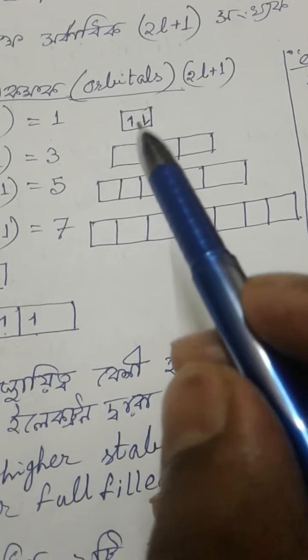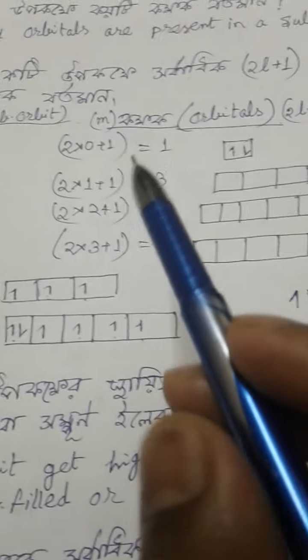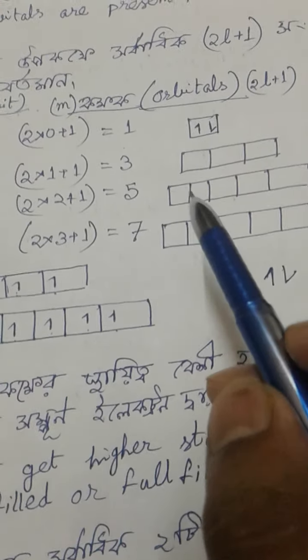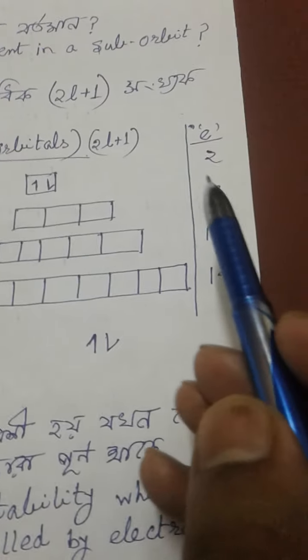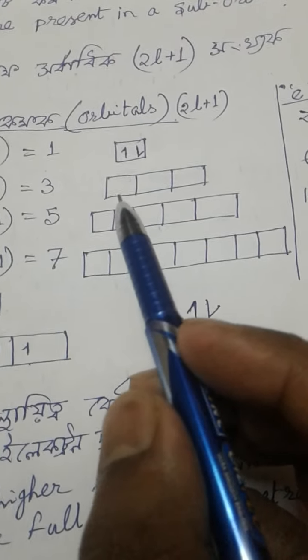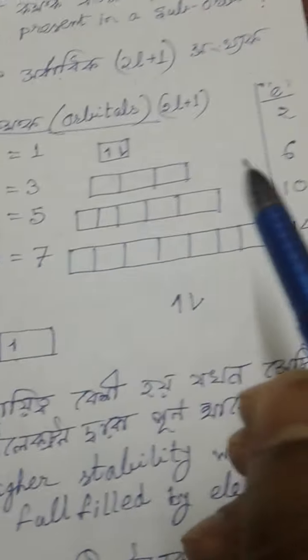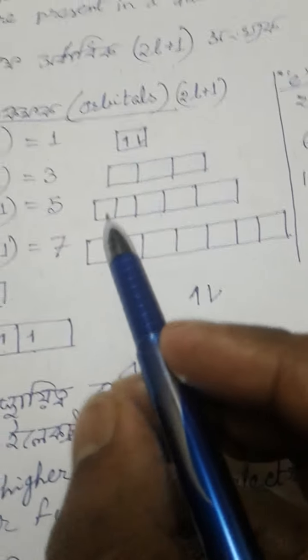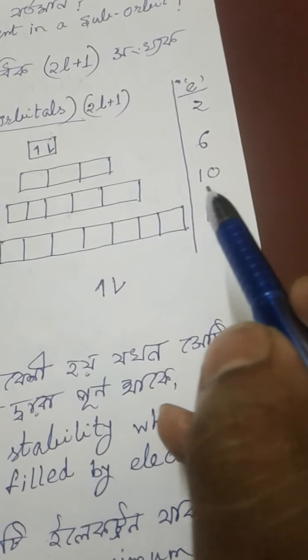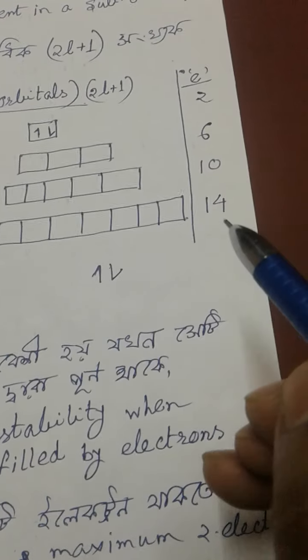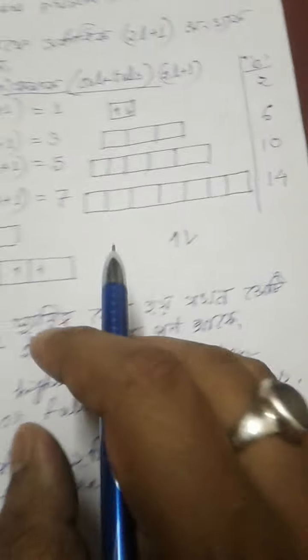So in the s suborbit, as there is only one orbital, a maximum of 2 electrons are present. For p, there are 3 orbitals, so a maximum of 3 into 2, that is 6 electrons, are present. Similarly in d, 5 into 2, that is 10 electrons maximum, and in the f suborbit there is a maximum of 7 into 2, that is 14 electrons.